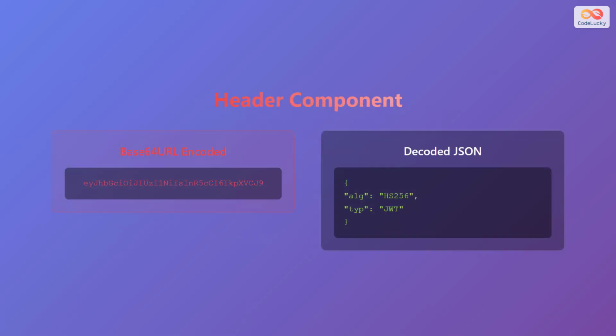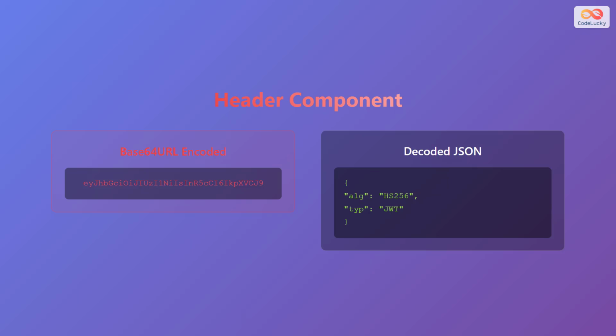Let's dive deeper into the header component of a JWT. The header typically consists of two parts: the algorithm, commonly abbreviated as ALG, which specifies the cryptographic algorithm used to generate the signature, such as HMAC SHA-256, and the type, abbreviated as TYP, which indicates that it is a JWT. This header is then base64 URL encoded to form the first part of the JWT.